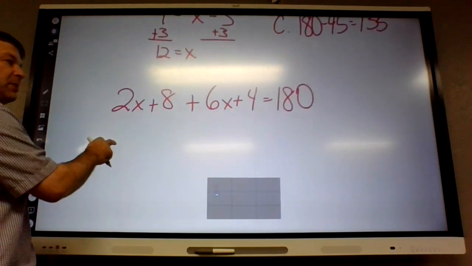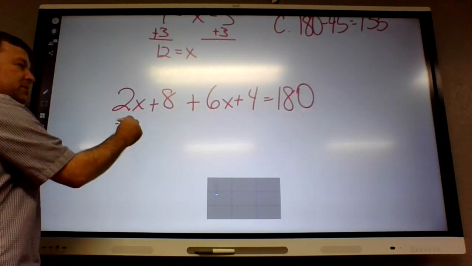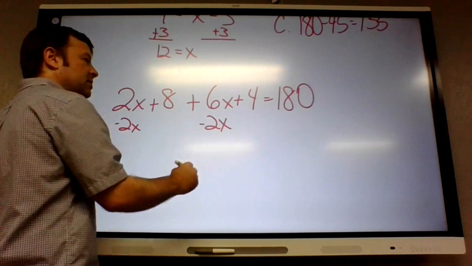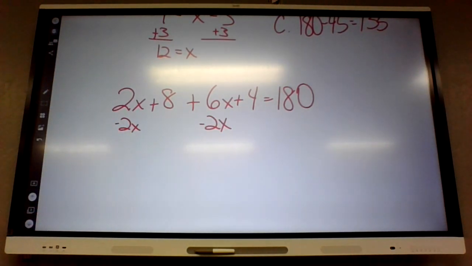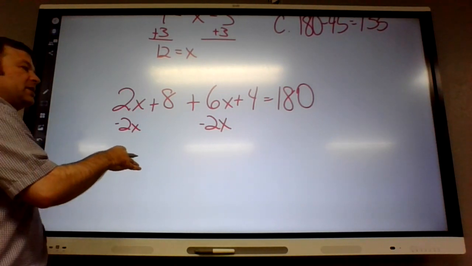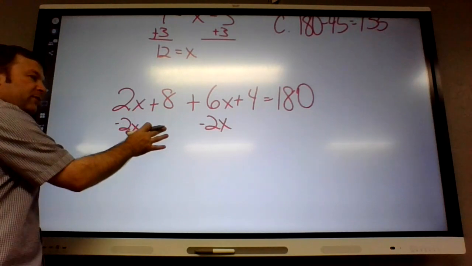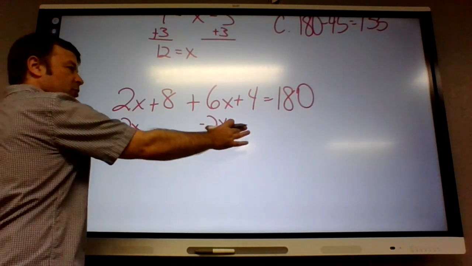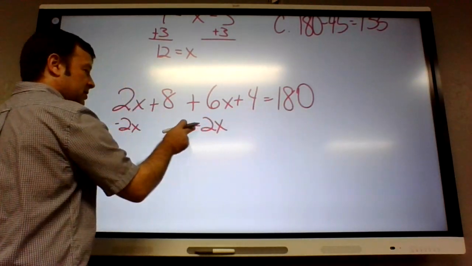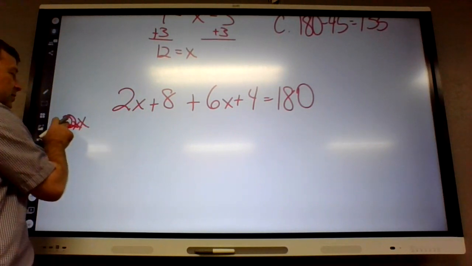Okay, maybe a couple people did this on the test. They did like minus 2x, minus 2x. What's wrong with that? You have to add them together, because they're on the same side. You can't just subtract 4x from one side and not do it to the other side. I learned that the hard way. It's gonna give you the wrong answer.